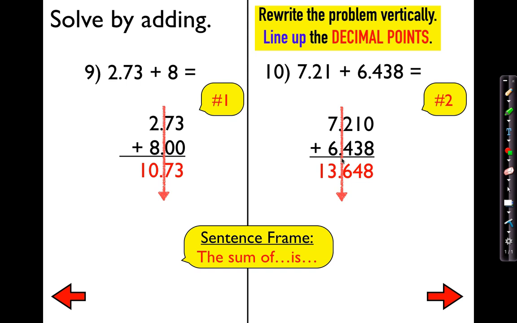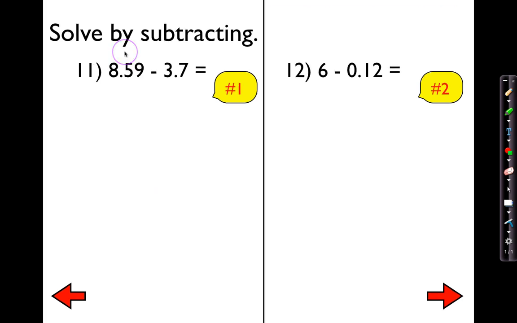Now at this point, I would like you to go ahead and pause the video and try the same thing, except now you're going to be subtracting decimals. So go ahead and give it a shot. Okay, so let's see how well we did.